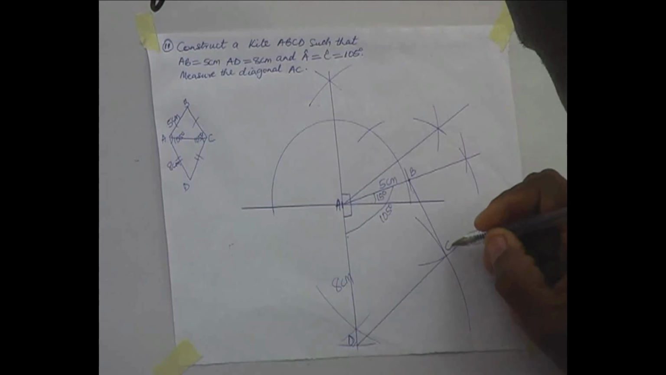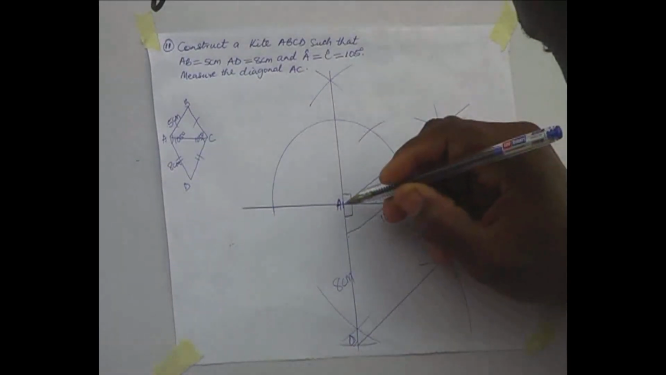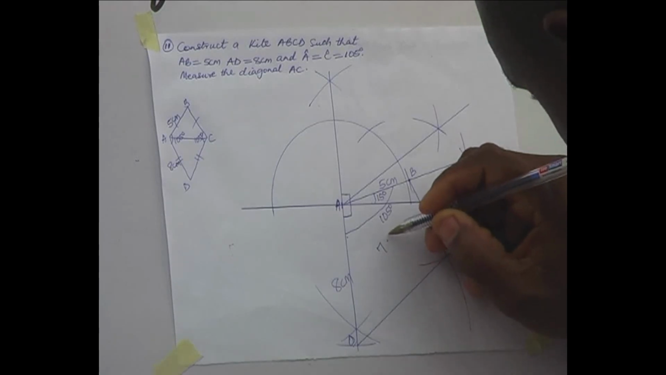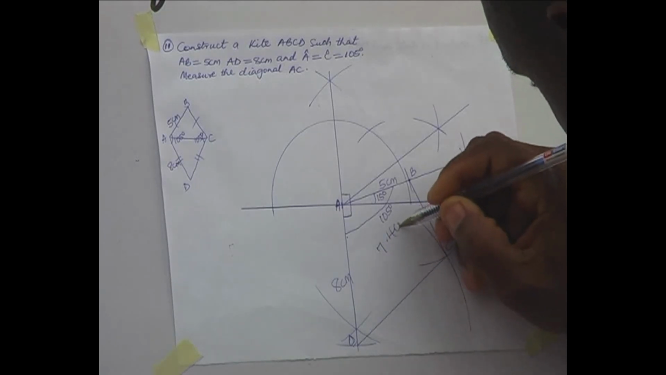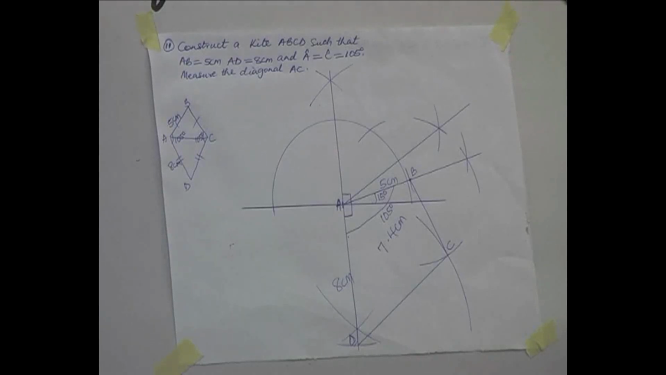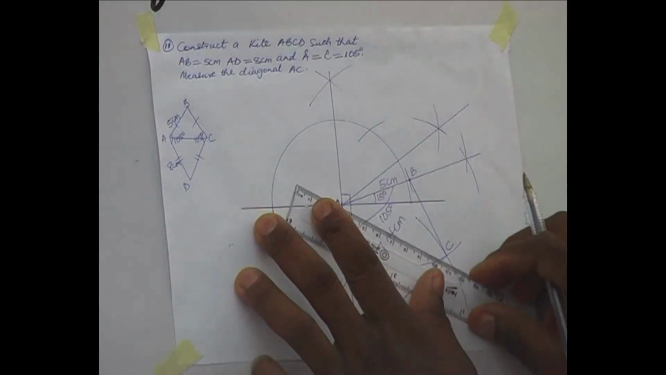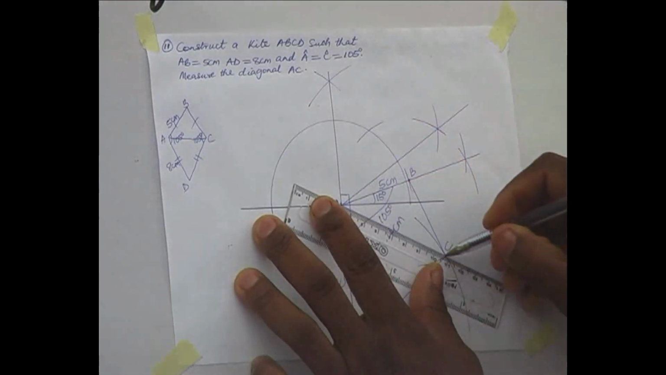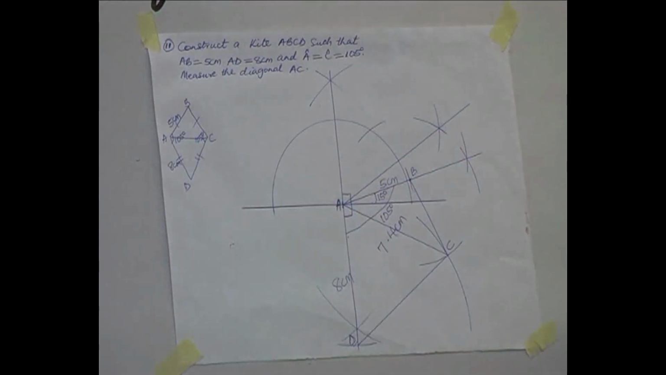You will call here C, and if you measure from here to this place, it will give you 7.4 centimeters. Just join it to give you 7.4 centimeters. And that is the end of our construction.